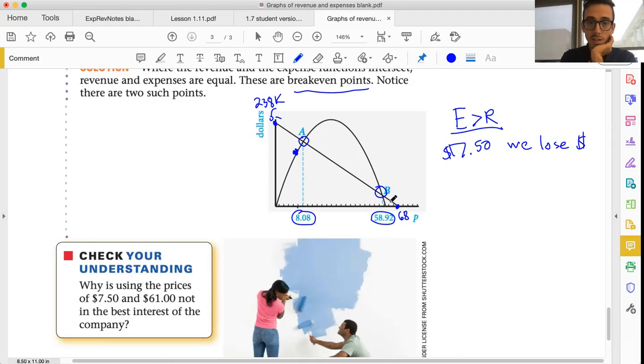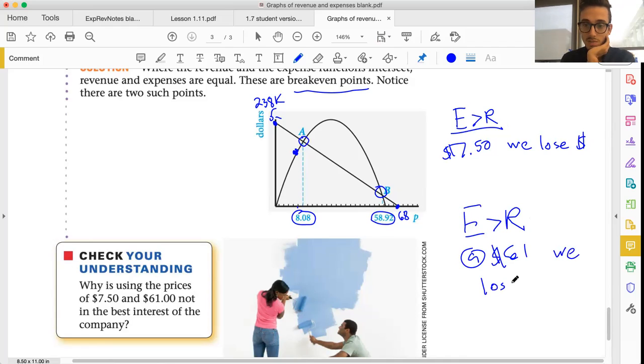Whereas if we look at $61, that's potentially the same thing where, I don't know, we might not even make any revenue if we charge 61. So at $61, it's the same kind of thing where our expenses are definitely greater than the revenue. So if we charge a ton of money, like $61, we still lose money. So there's a lot that we can look at here. We see that we're graphing linear lines, we're graphing parabolas. So using the calculator to help you out there should help.